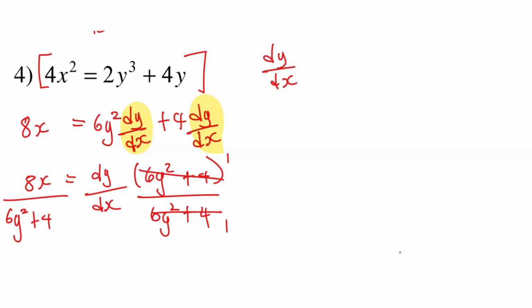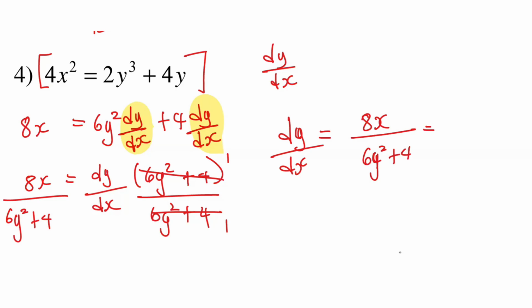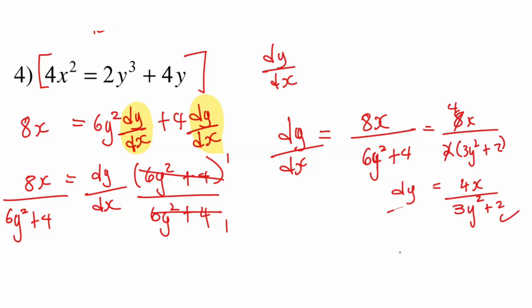So what's the final response? The final response is that dy dx is equal to 8x over 6y squared plus 4. Now, if we want to factor out 2 here, like for example, this is 8x, and if we want to factor out 2 at the bottom, we would have 3y squared plus 2, and then this 2 could cancel into the 8, giving 4. So the final response could have been 4x over 3y squared plus 2. So this could be the simplified version of our dy dx.